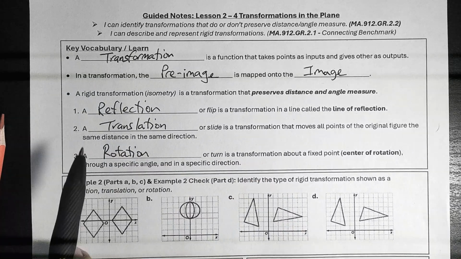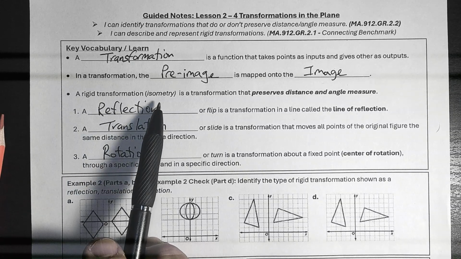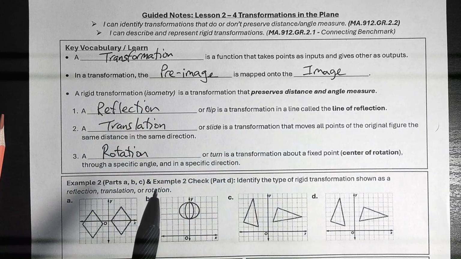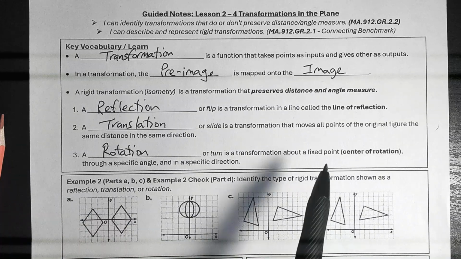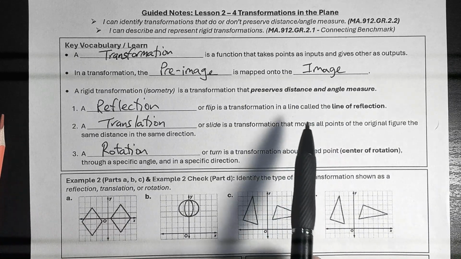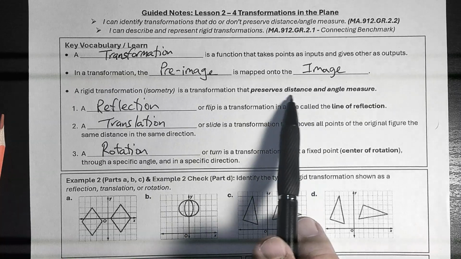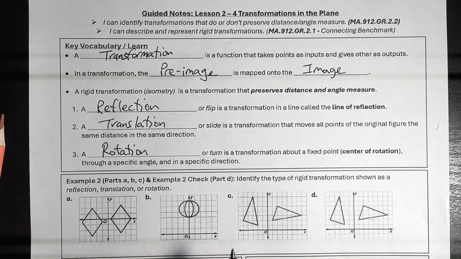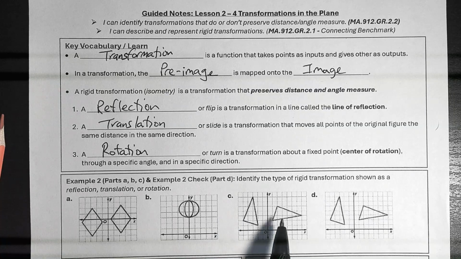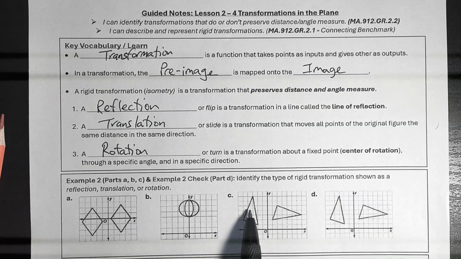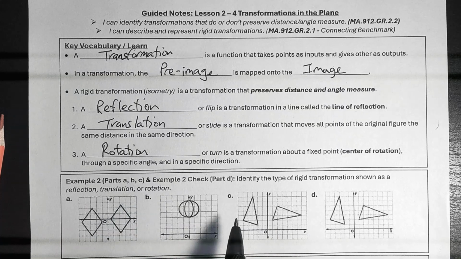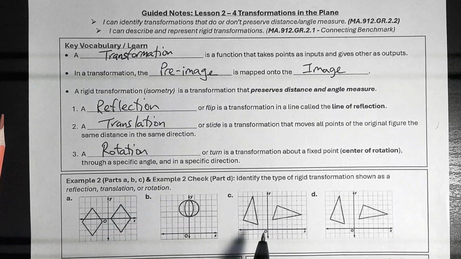Okay, so a rigid transformation, also known as an isometry, is a transformation that preserves distance and angle measure. So what that's saying is that when the shape moves, the angles won't change because the sides are going to stay the same. It says distance, but it really means side length. So like down here, this triangle and this triangle, they're congruent. They're the same. It's rotated, but we'll get to that in a minute. And this is also pre-image, image, as I'm continuing to teach.